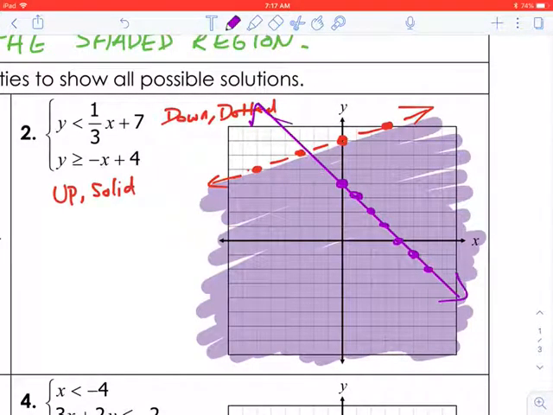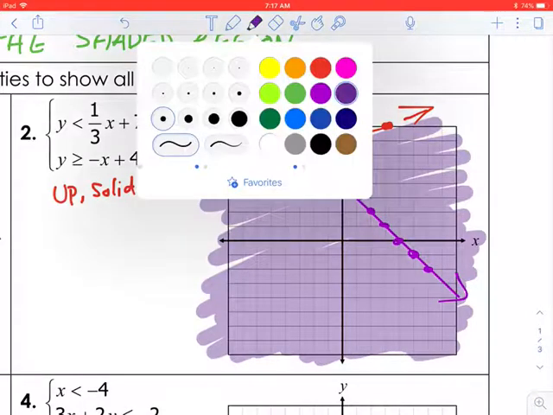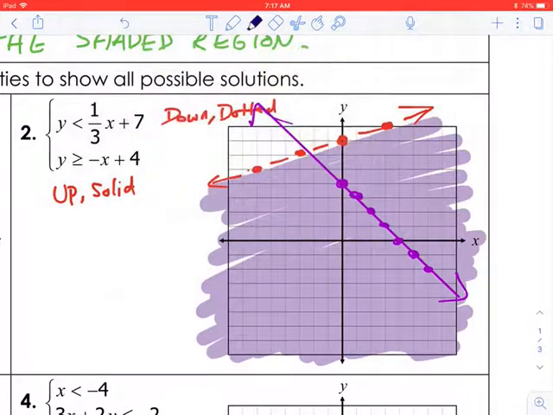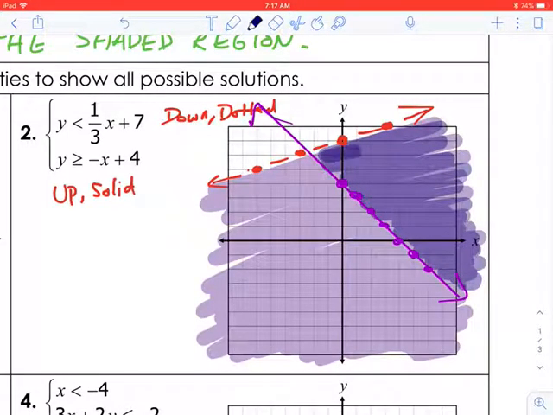And I should be shading up from there. So up, I don't need to pay attention over here. I'm shading up and where it already shaded. And there we go. So that region, that dark region, is my solution. Okay?